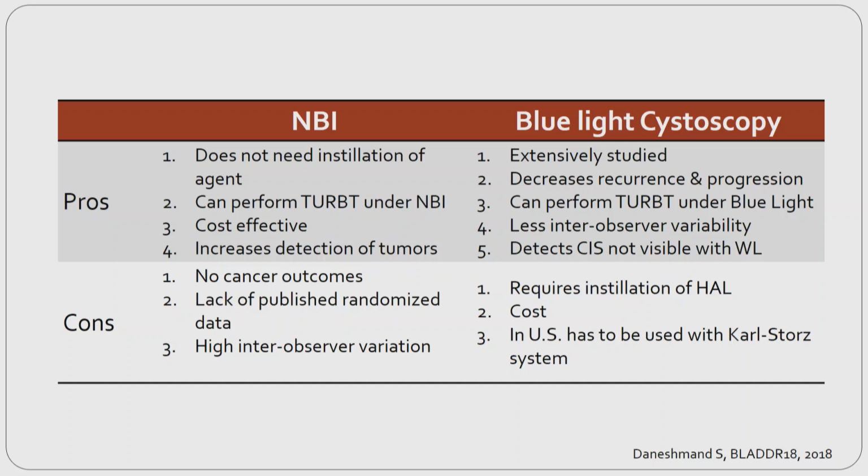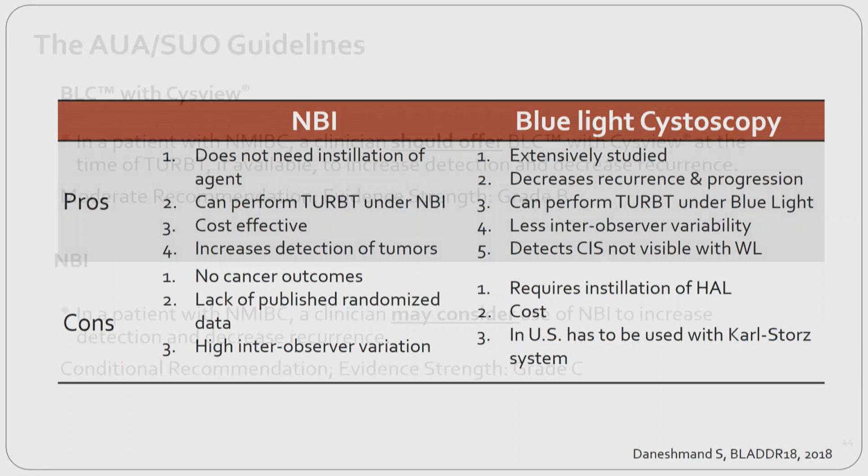The cons with blue light are that it requires installation of a drug, an agent, into the bladder of the patient about an hour before you perform your cystoscopy. There is a cost involved. There have been some changes to the reimbursement paradigm, but in general, it is a cost to the system: the catheter, the nursing time, et cetera. And in the US, as of now at least, we can only use it with the Karl Storz system. It's not like in Europe where you can use it with multiple systems, and the technology that I showed you where you could use it with different scopes isn't available in the US yet.